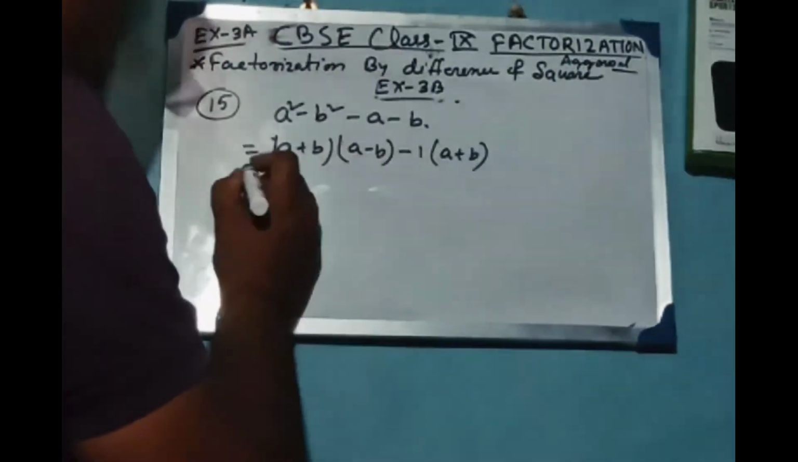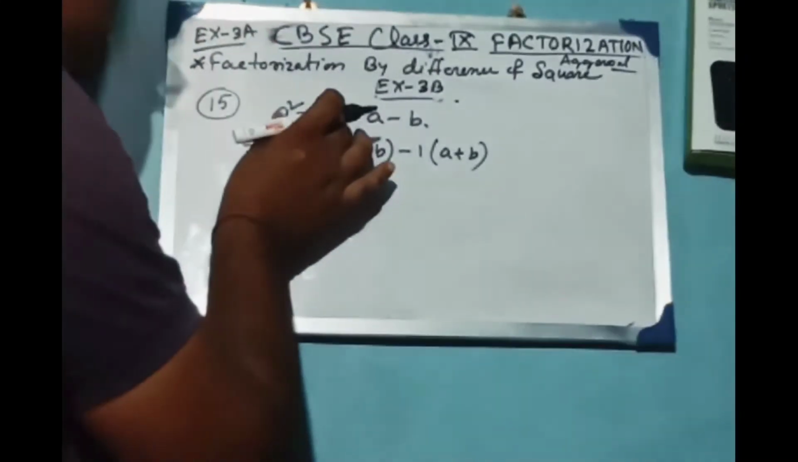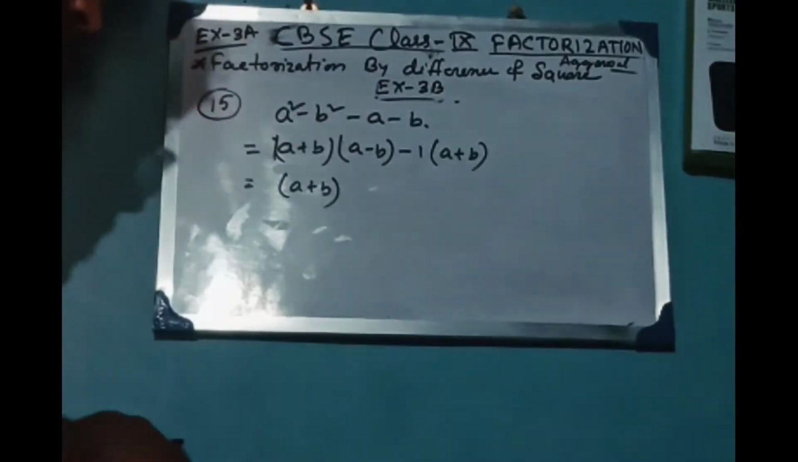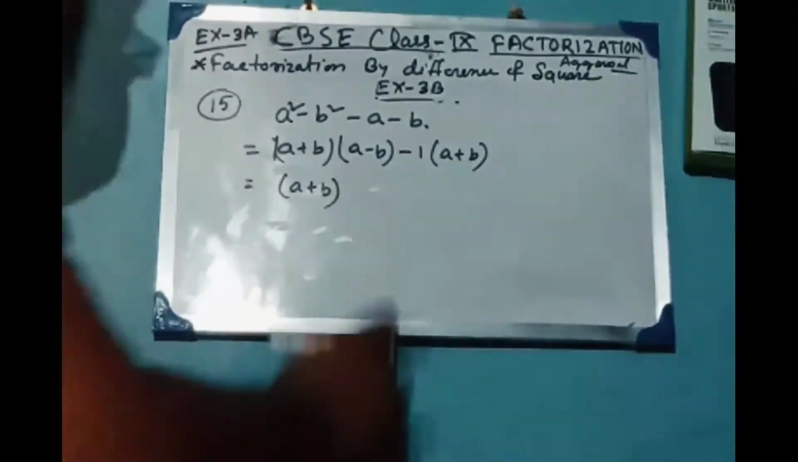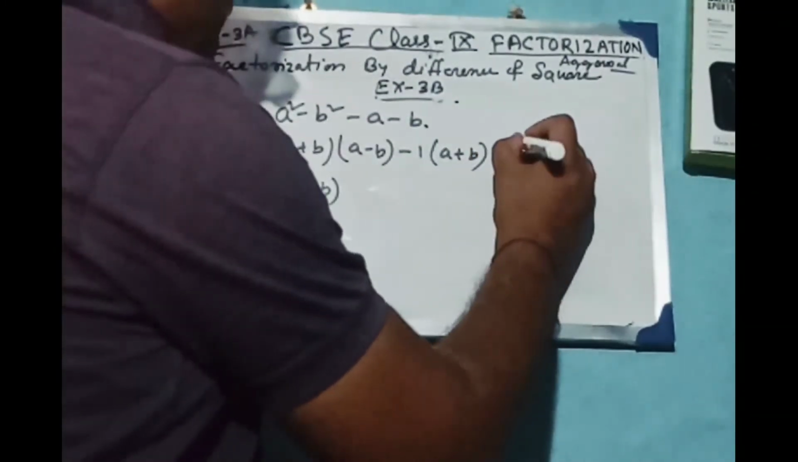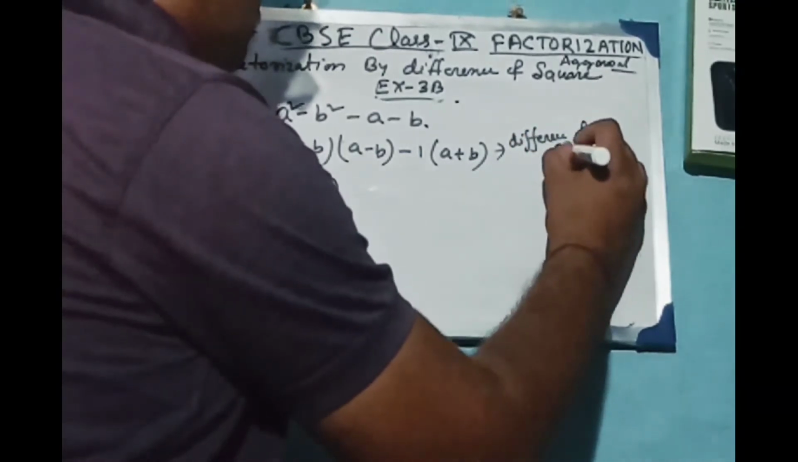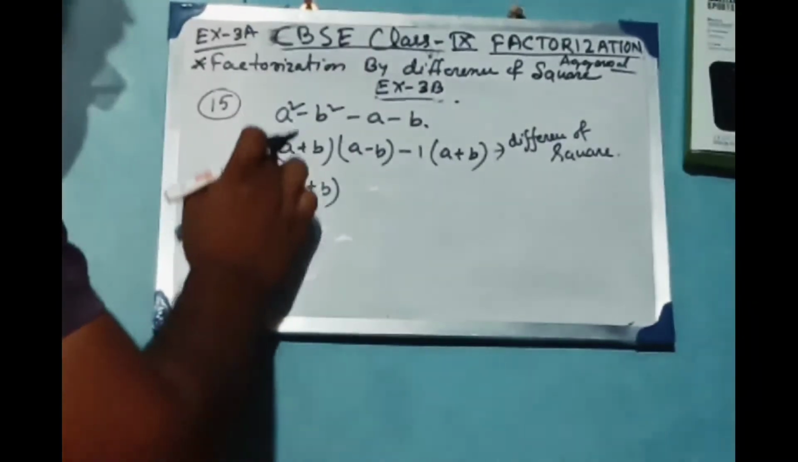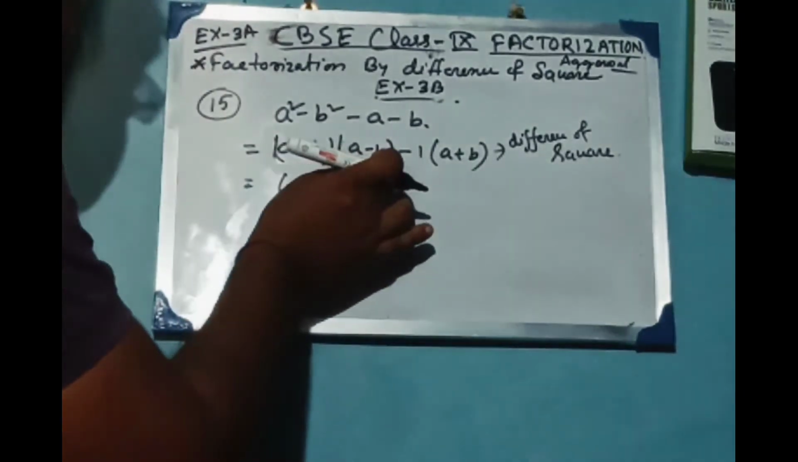Now, I am factorizing by first using the formula of a square minus b square, that is factorizing by difference of two squares. So two processes can be used here. First is difference of square. After making the difference of square, we get a square minus b square as a plus b into a minus b. This is the difference of square.